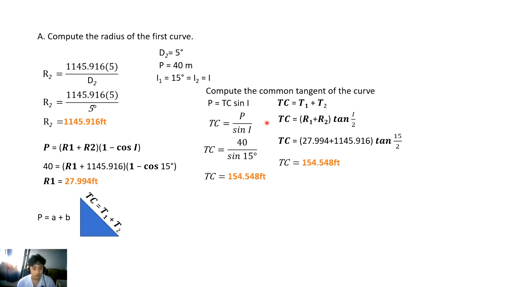Then, sa TC naman na isang formula, which is yung T1 plus T2, gagamitin ulit natin yung R1 plus R2 times tangent I over 2. So, substitute lang natin. 27.994 plus yung R2 natin na 1,145.916 times tangent natin na 15 over 2. And we'll get 154.548 feet. So, same pa rin sila.